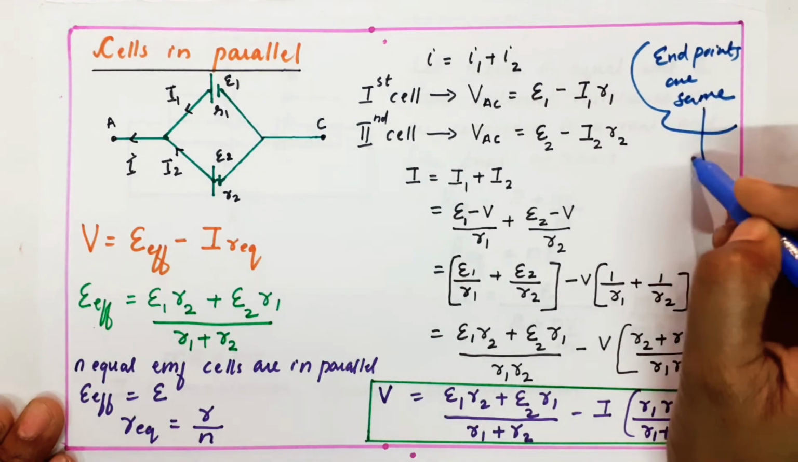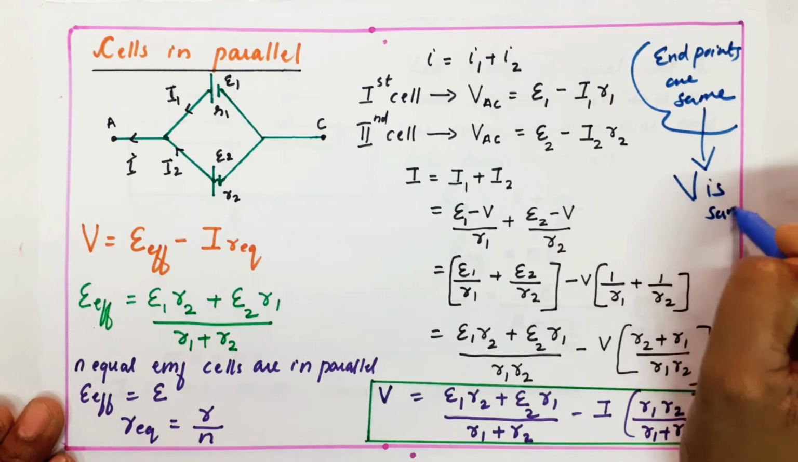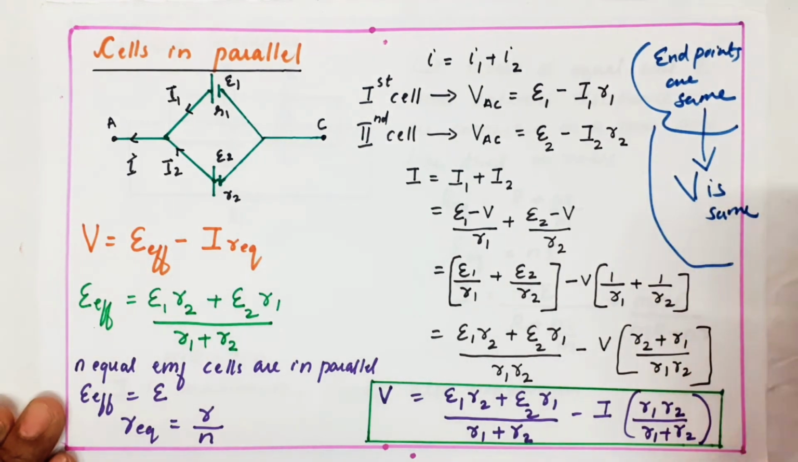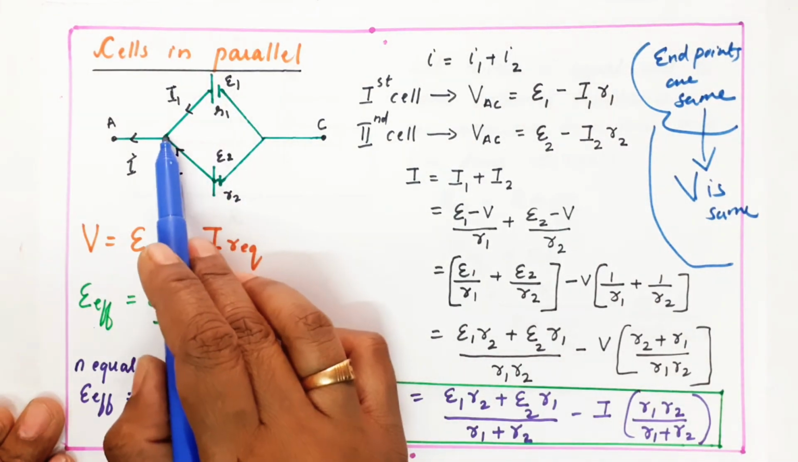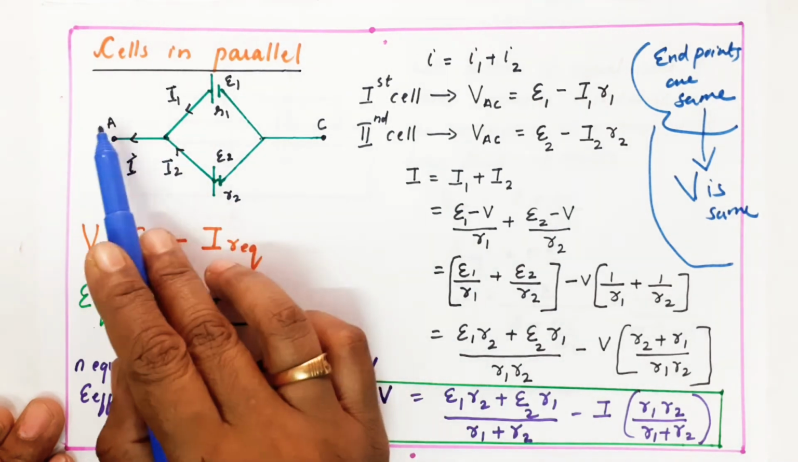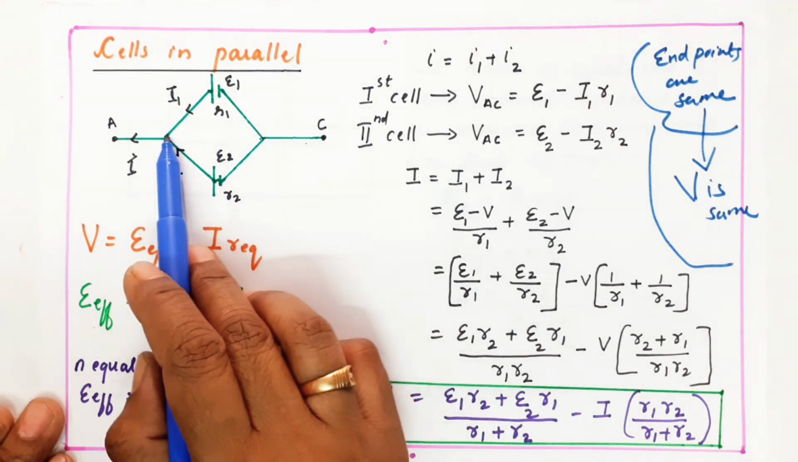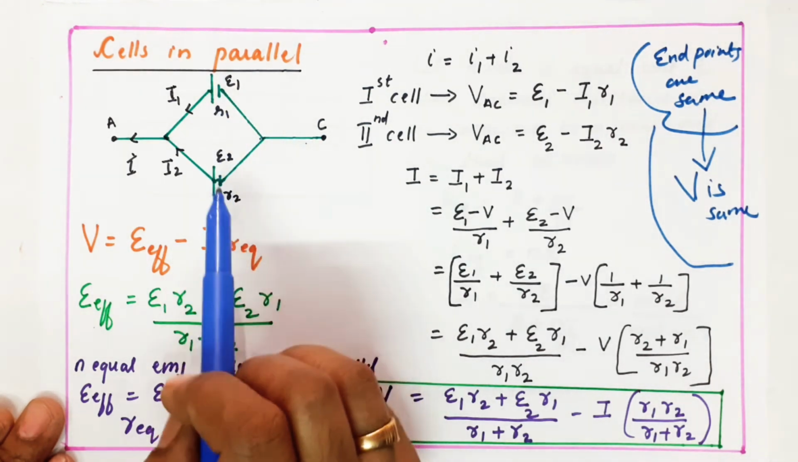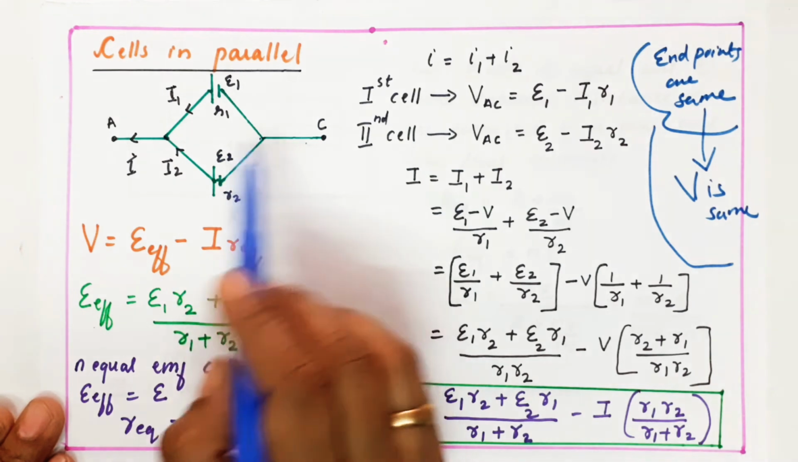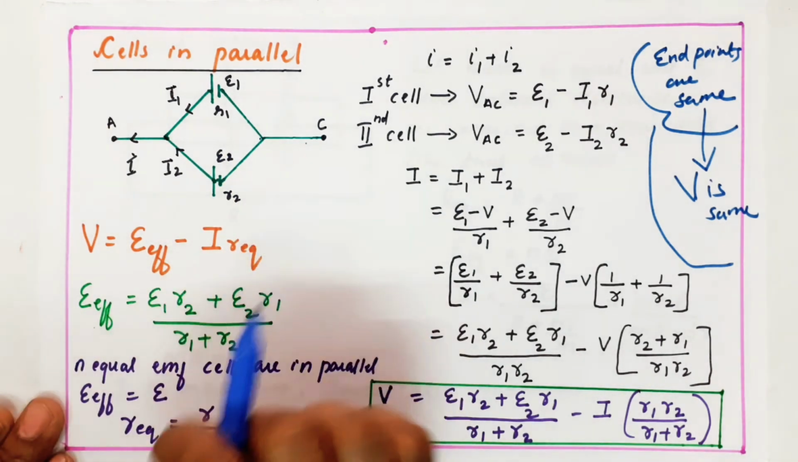If their end points are the same, their potential difference will be the same. Those two points you should remember. End points are the same, so potential difference should be the same. If you take this cell, their endpoints are this point and this point, which is nothing but A and C. If you take the down cell also, it is connected to A and to C. So for both the cells, their endpoints are the same.